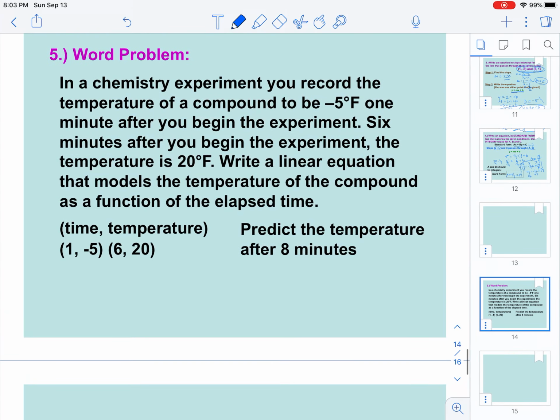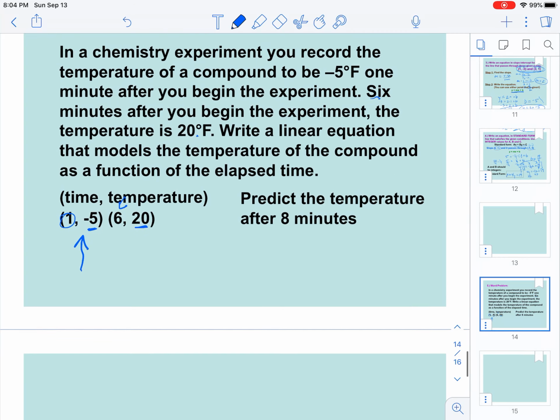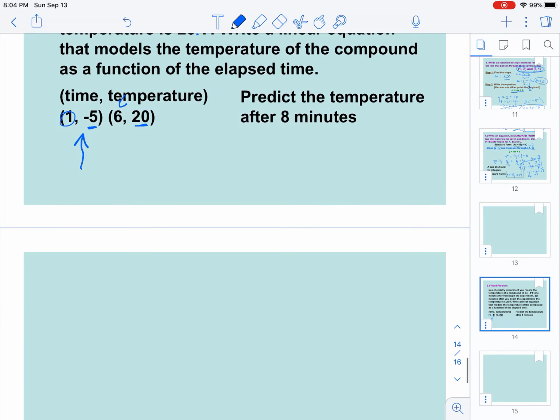Okay, the last problem. In a chemistry experiment, you record the temperature of a compound to be -5 1 minute after you begin the experiment. That's given by this ordered pair here. Time 1 minute after is -5. And 6 minutes after you begin the experiment, the temperature is 20 degrees Fahrenheit. So 6 minutes later, that's the time, the temp is 20. Write a linear equation that models the temperature of the compound as a function of the elapsed time.